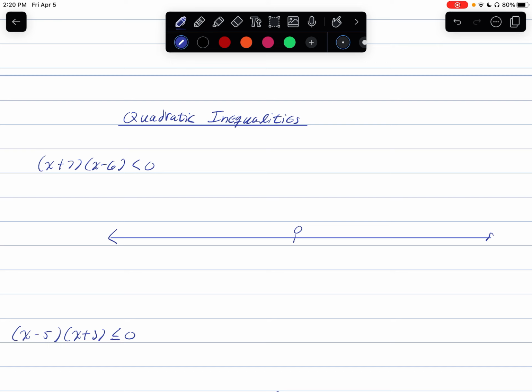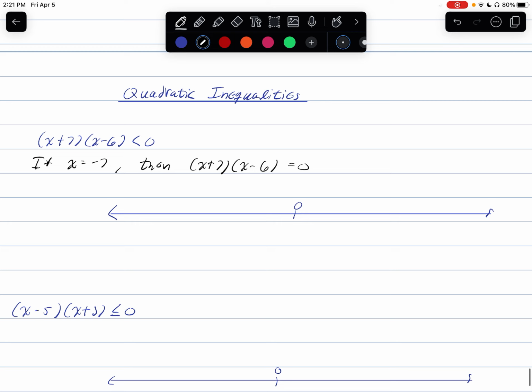So the very first thing we need to do is figure out the zeros of this inequality. Remember, if we want to find the zeros of an inequality, we more or less treat it like an equation, set it equal to 0, and figure out when it's equal to 0. So first we can notice if x is equal to -7, then (x + 7)(x - 6) is equal to 0.